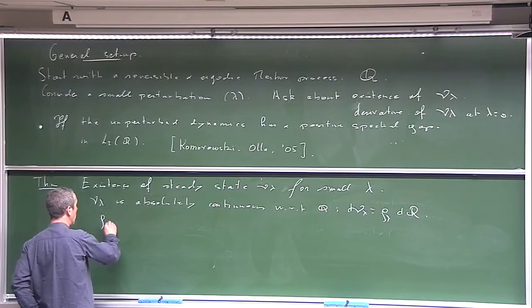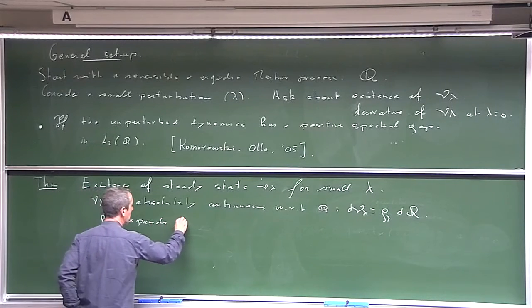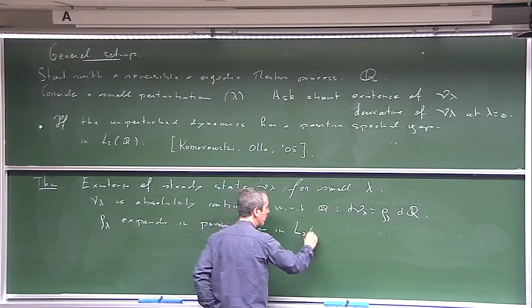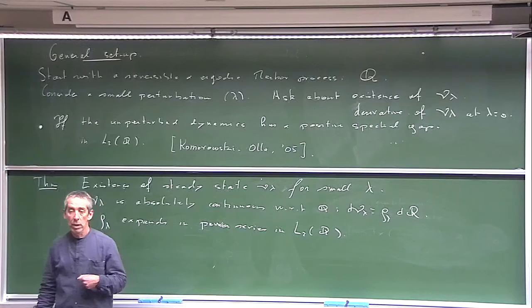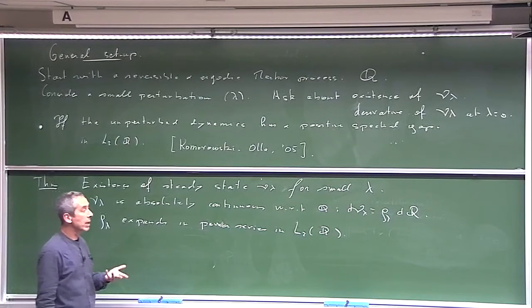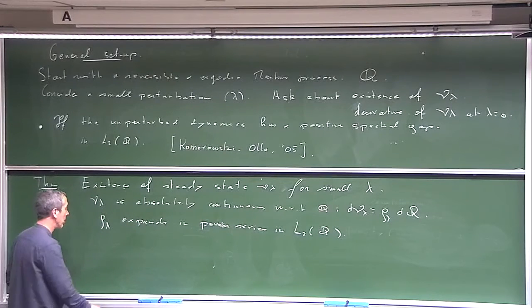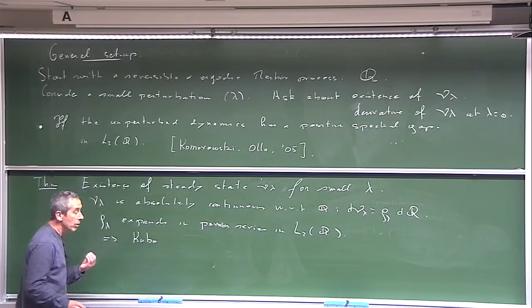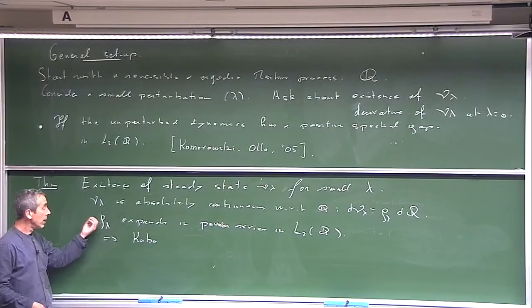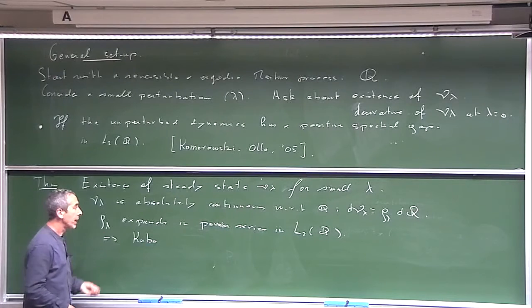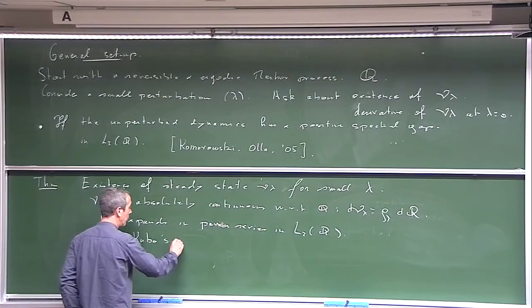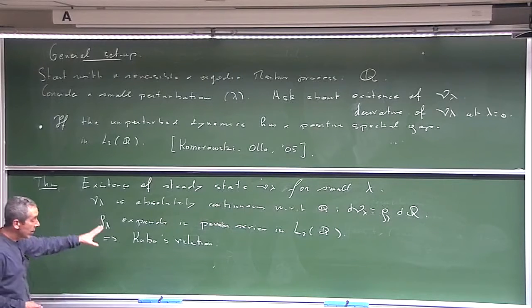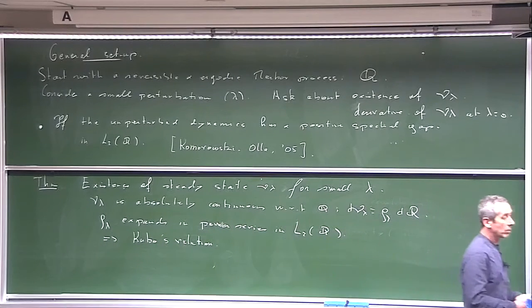Small lambda. So how small depends on the spectral gap. And then rho lambda expands in a power series in L2 of Q. And from the expansion, you can rather easily deduce Kubo's relation. So this expansion already contains the first order, the linear term in the expansion of rho lambda gives you the derivative, and that leads to a justification of Kubo's relation. So that's one framework in which we can answer all the questions.